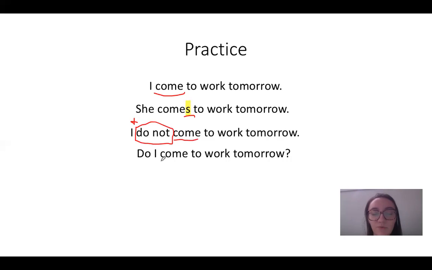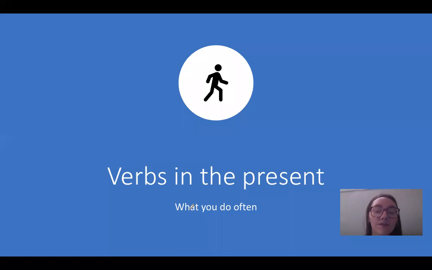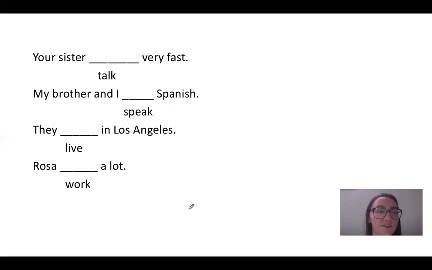The simple present verb is right there just fine. And the do is put at the beginning of the sentence, and we get rid of the not to make it a question. So what we do often, verbs in the present. We can use this to describe people, right? Or describe things, by talking about what somebody does a lot.